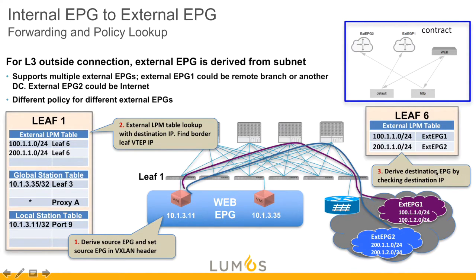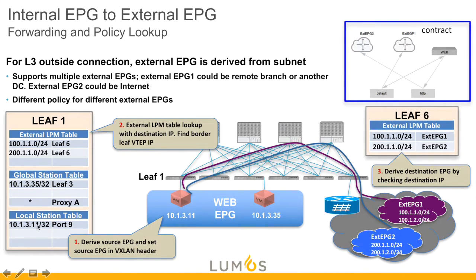So we derive the destination EPG by checking the destination IP. So we have 10.1.1.11. Let's say it wants to send a packet to 201.1.1.1, in the 201.1.1.0/24. It leaves the virtual machine and goes into the leaf. The leaf will check its table.